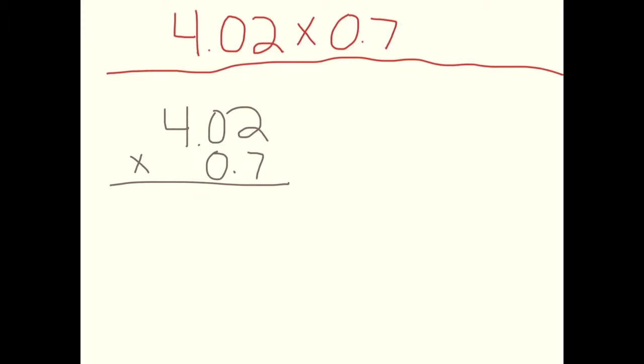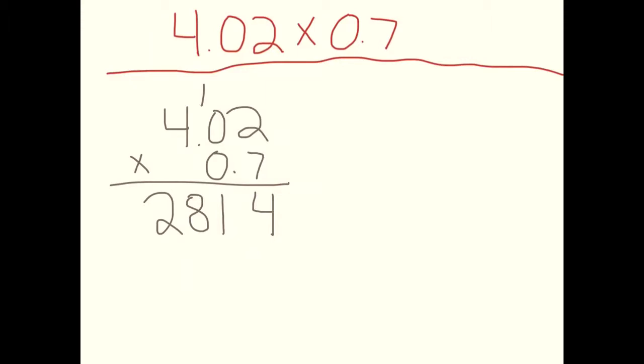So then you multiply regularly and pretend the decimals aren't even there. 7 times 2 is 14. 7 times 0 is 0, and then plus 1 is 1. And then 7 times 4 is 28. And then since this is a 0, you don't have to multiply because no matter what, you're getting zeros.